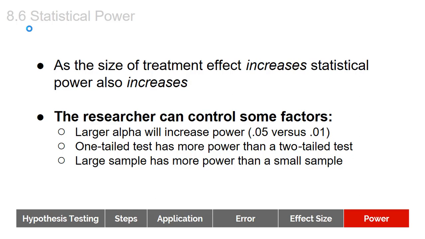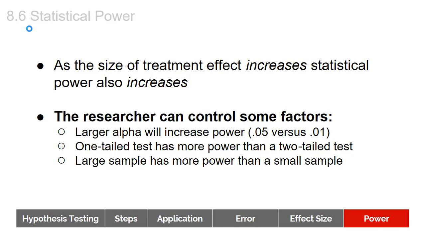When we have a larger alpha, that increases the power of the test. For example, when we have a 0.05 critical boundary versus a 0.01, that power area is greater. A one-tailed test has more power than a two-tailed test, and I'm going to illustrate that in just a moment. And then larger sample sizes have more power than smaller sample sizes.